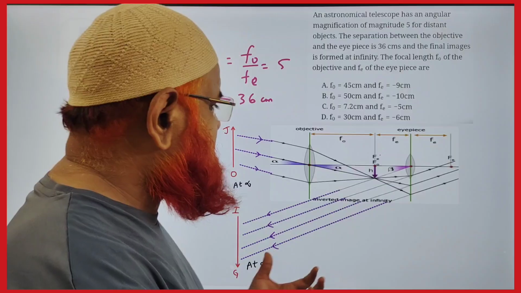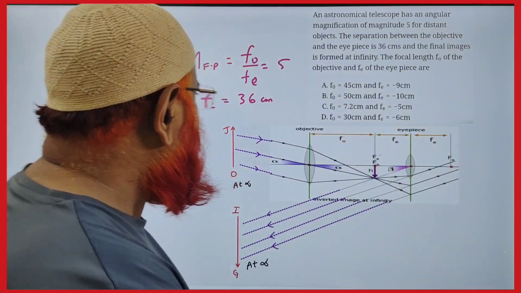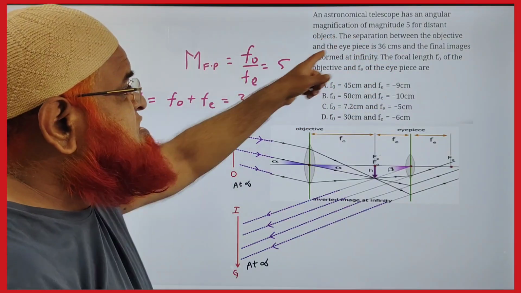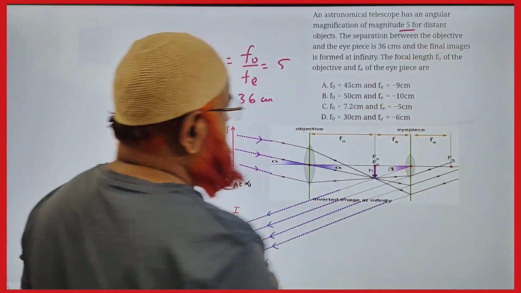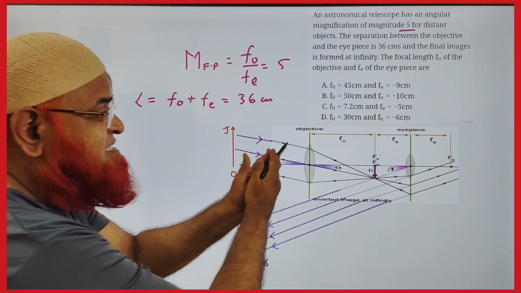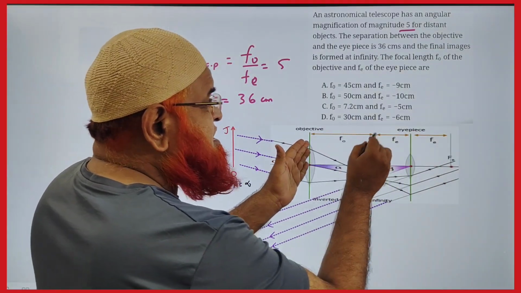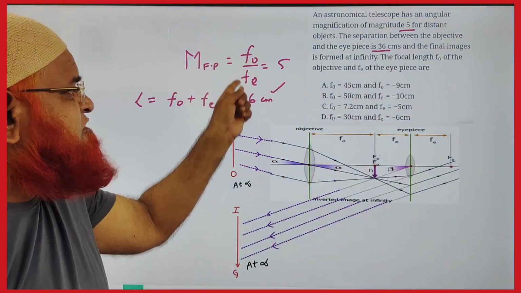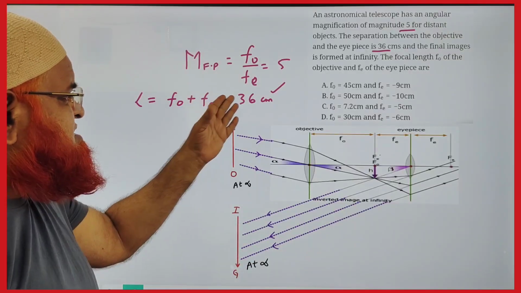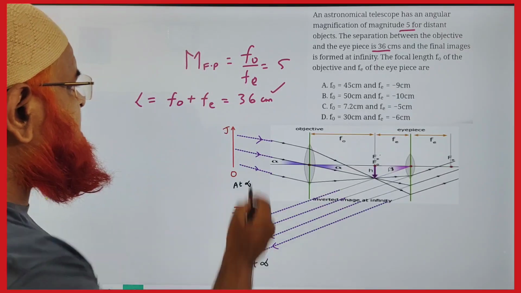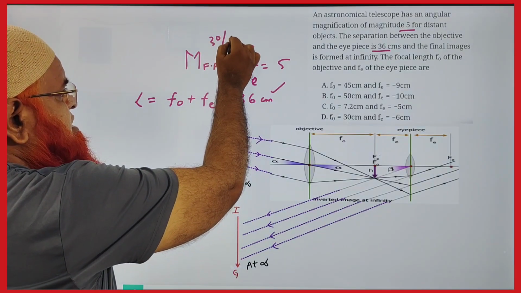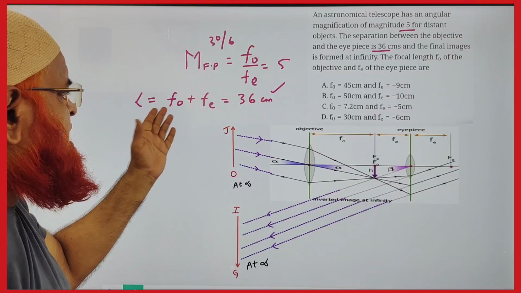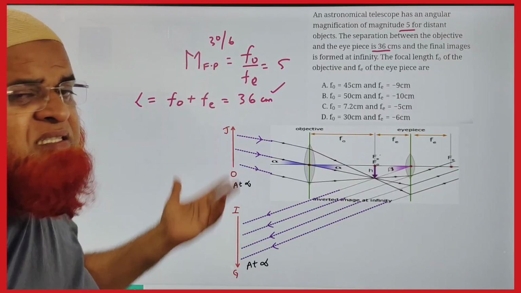Dear students, this is a case of a telescope in which there are two lenses. It is given in the problem that magnification at far point, F naught by FE, is given as 5, okay? And also the length of the telescope, meaning the distance between the two lenses, which is F naught plus FE, is given as 36 centimeters. With this data, you have to find out F naught and FE. It's very easy. By seeing only, we can tell that it is going to be 30 and 6, because 6 5s are 30, magnification is 5, and F0 plus FE means 30 plus 6 is 36.